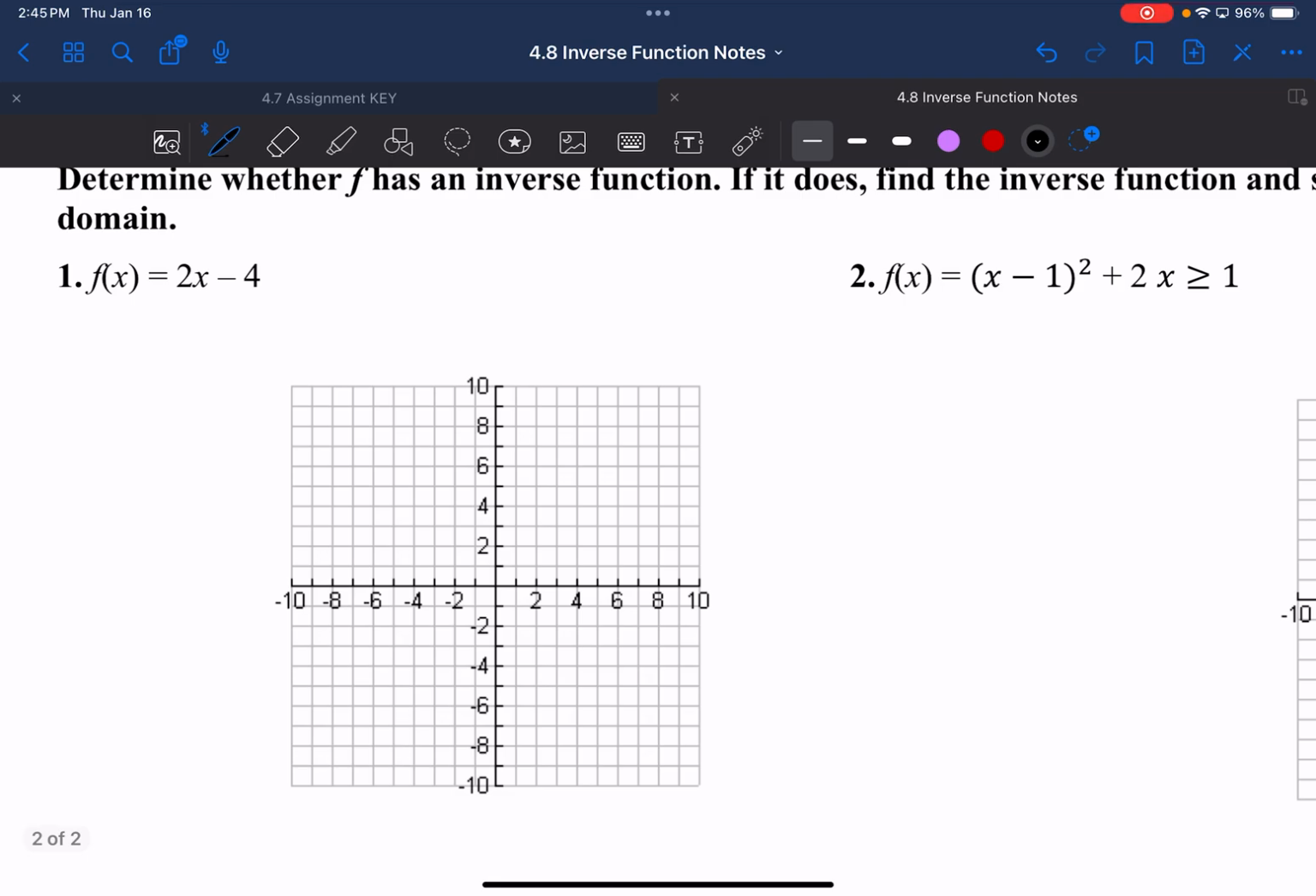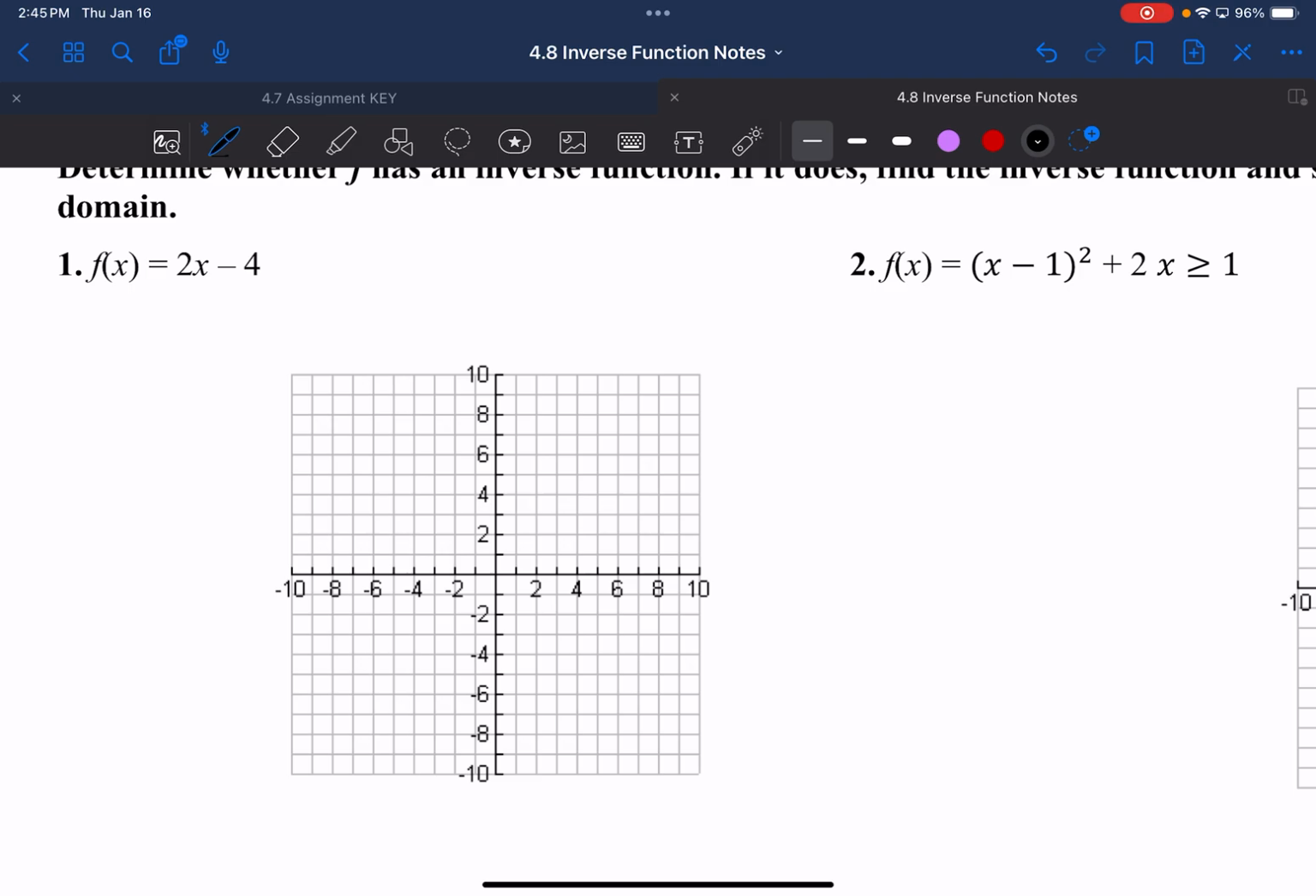For example number 1, first I've got to check to see if I think it will even have an inverse by doing the horizontal line test. So I'm going to graph it first. My y-intercept for this graph is at -4, right? And my slope is 2. So we'll be going up 2 and over 1 in that positive direction. All right, so here is our function, f of x.